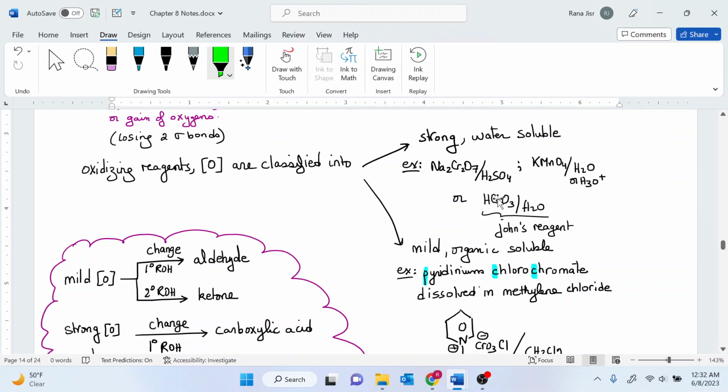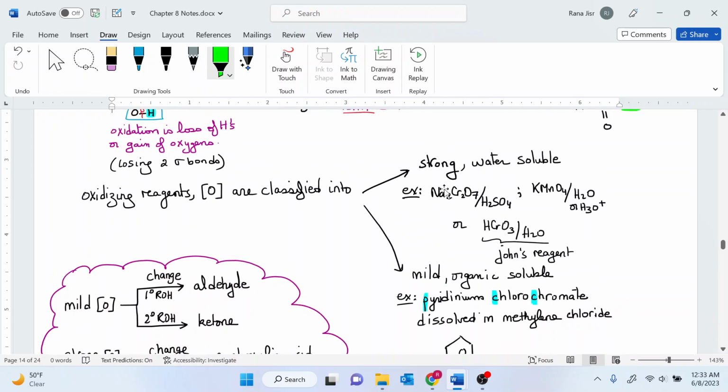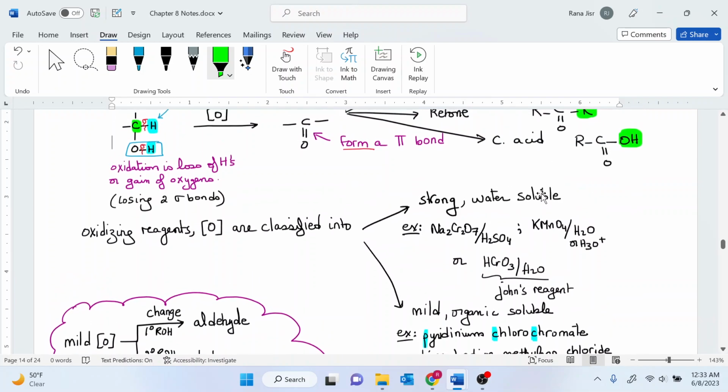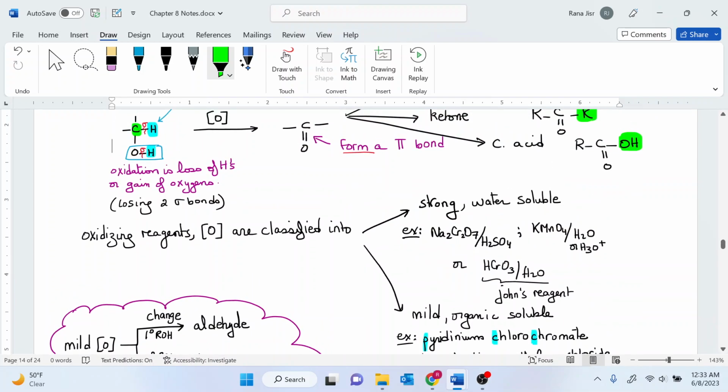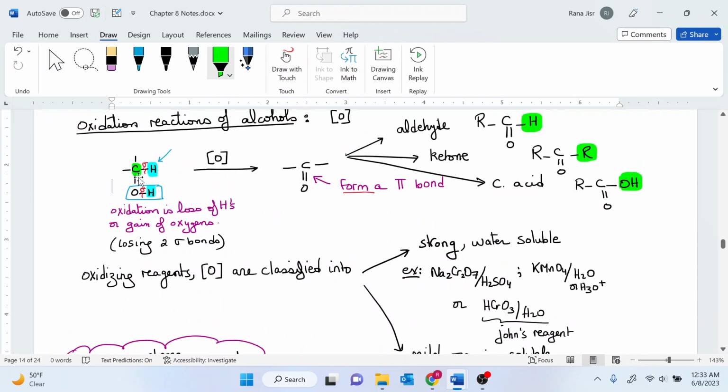Jones reagent is simply a combination of chromic acid and water. This is sodium dichromate. This is chromic acid. All of these function the same, and all of these are good with primary alcohols and with secondary alcohols as well. But precisely with primary alcohols, whenever you use them, you're going to immediately get the carboxylic acid because they are so strong that you're going to form the carboxylic acid right away.